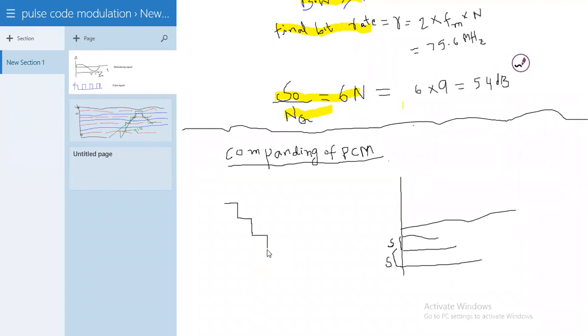That is uniform quantization. Please note down, in the quantization process, if the step size is equal or constant, that is uniform quantization. So what is the drawback in that uniform quantization?